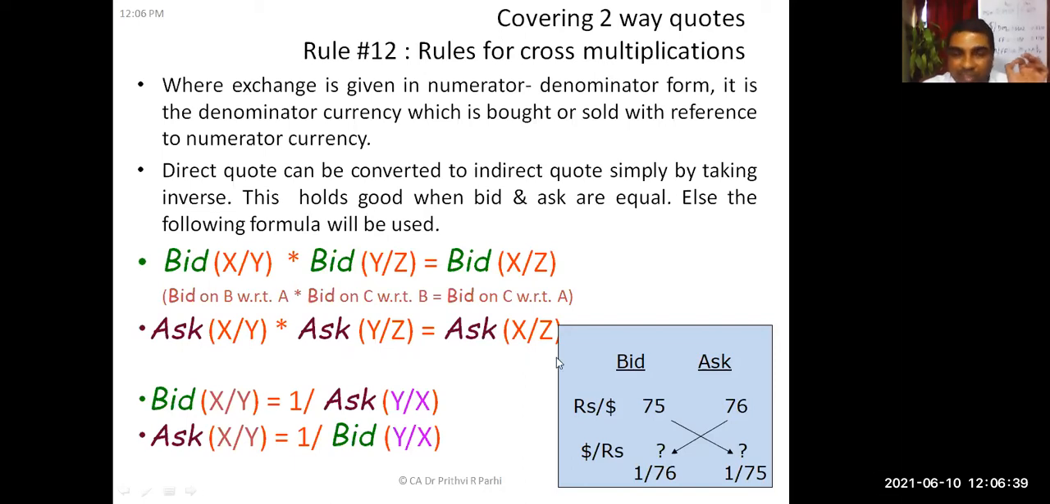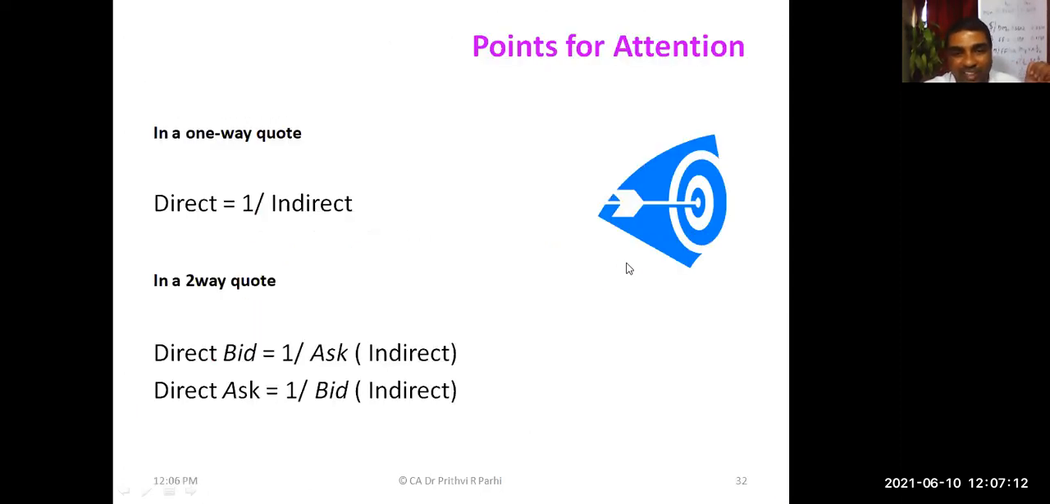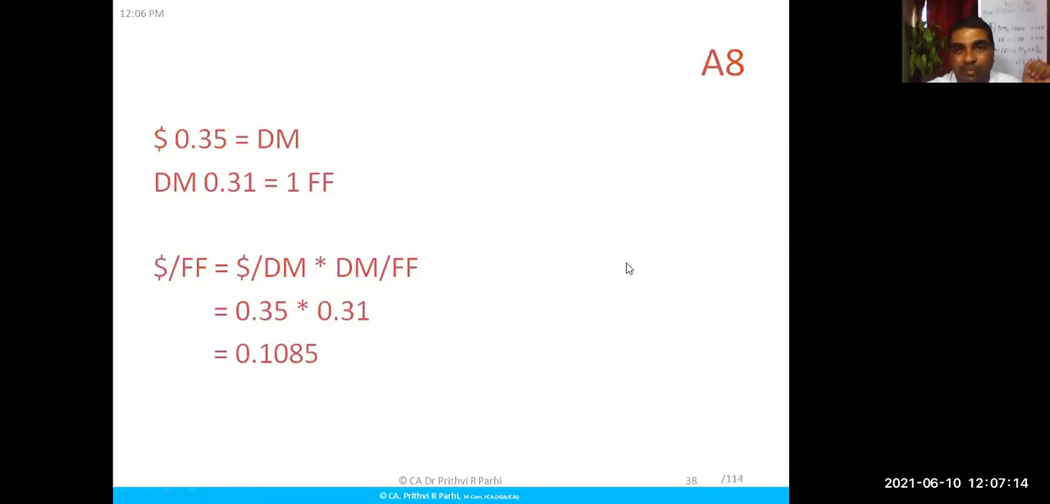Fine. Now these two more rules also I had told you. Bid x by y is equal to 1 by ask y by x. And ask x by y is equal to 1 by bid y by x. If you are calculating bid rate, it will be 1 by ask of the inverse currency. If you are calculating ask, it will be 1 by bid of the inverse currency. Now you are asking why it is like this. Okay, why, I will be explaining to you.